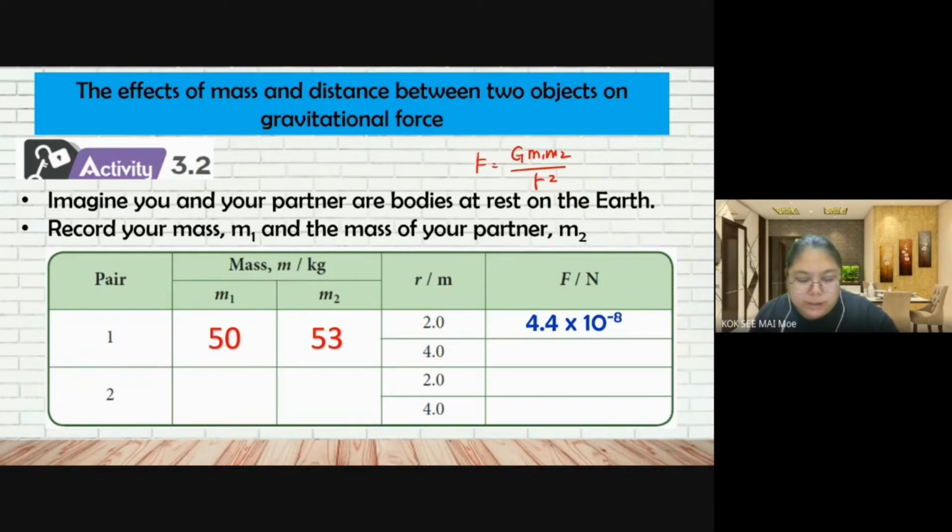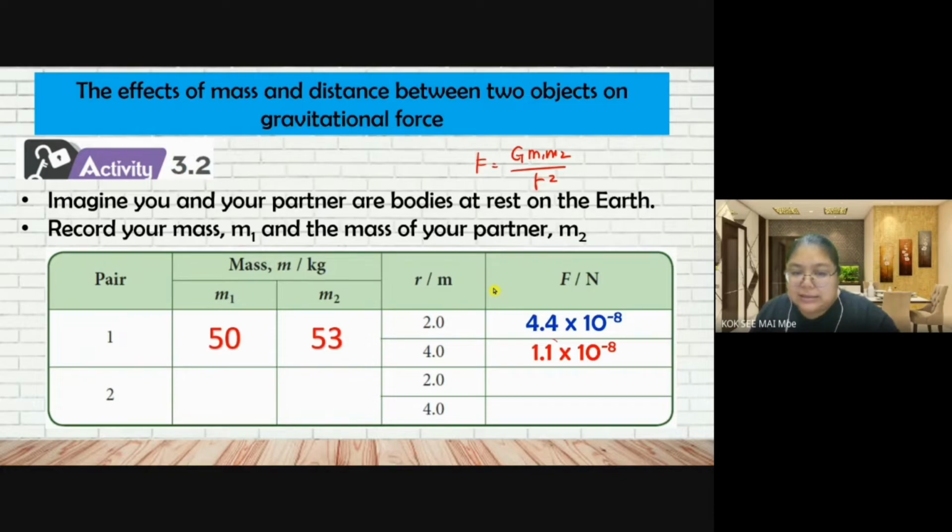But now you see your body and another body like this only, because our mass is very small and the distance closer. So from here you see this has a 4.4 times 10 power negative 8. If I go further, the distance becomes 4, so you find the gravitational force is a bit smaller, 1.1. So from here I can conclude: the further the distance, the gravitational force becomes less.